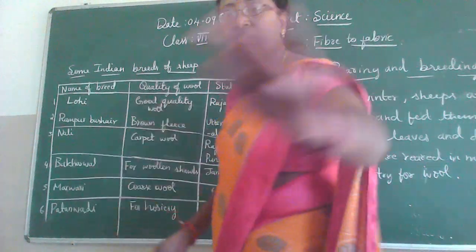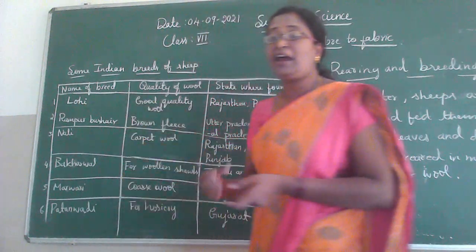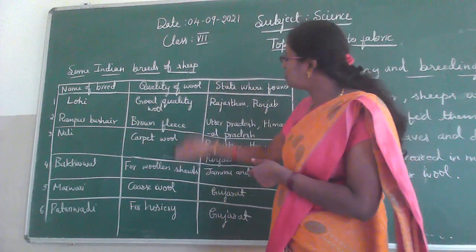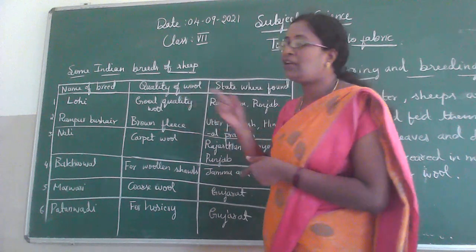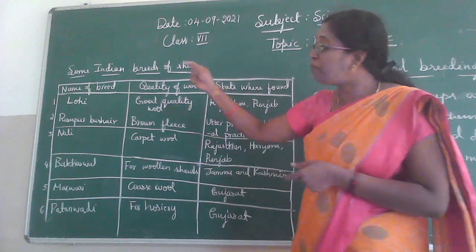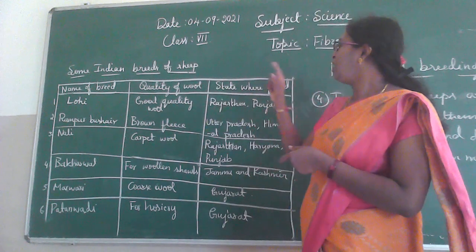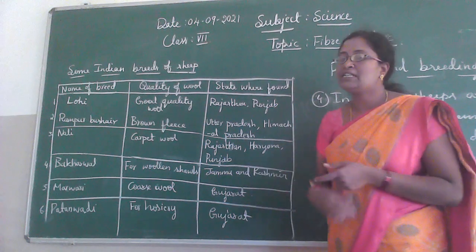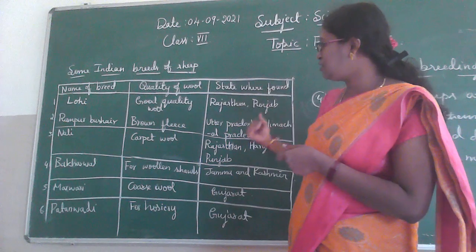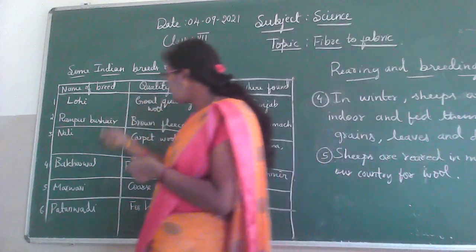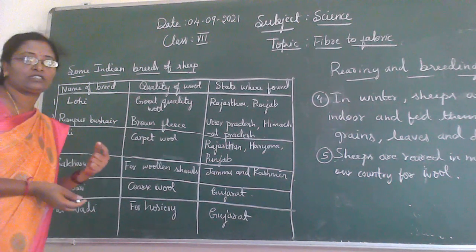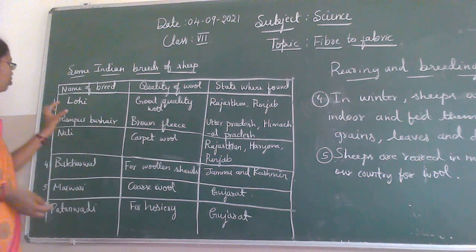So see here, this table gives the names of different breeds of sheep. This column shows the quality and texture of the fibers obtained from the different breeds of sheep, and this column shows the different states of our country that raise these different breeds of sheep. Okay, I am going to read it, children.